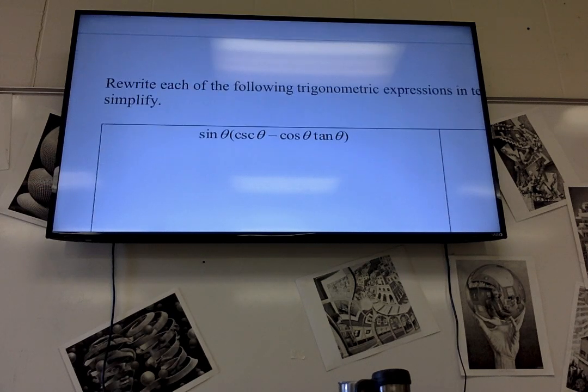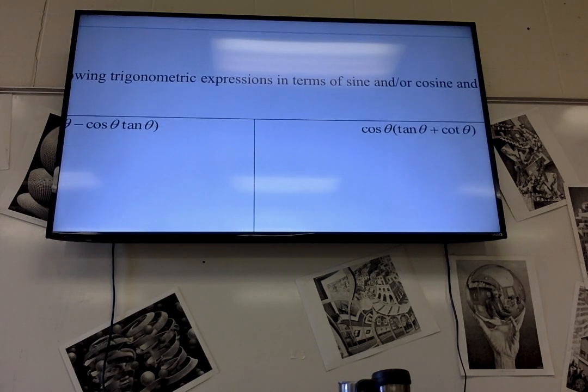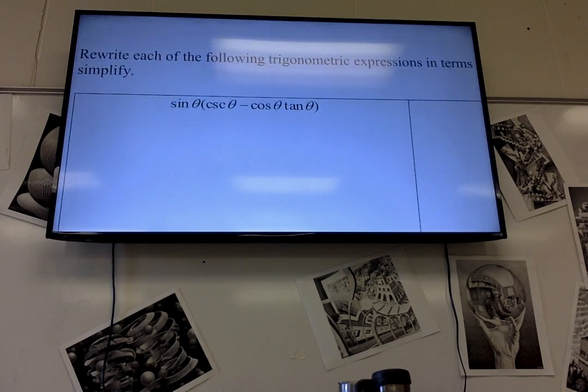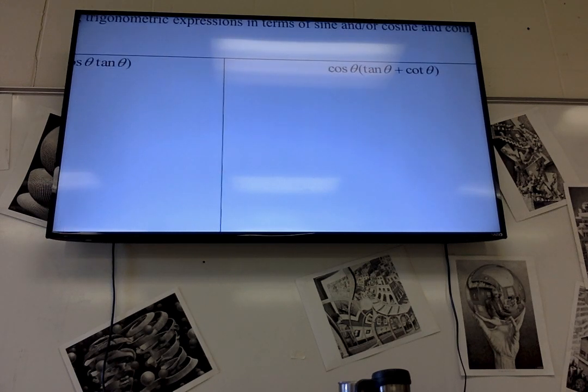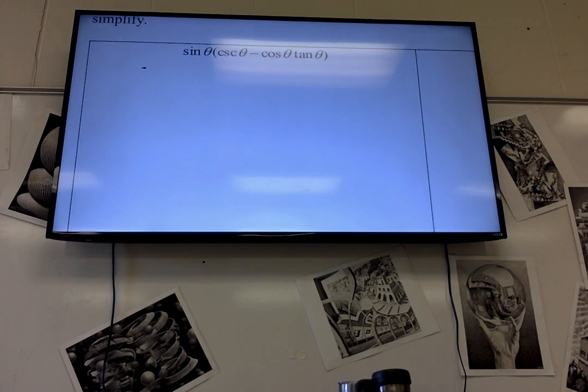Okay, good. Alright, on the next page it says rewrite in terms of sine and cosine and then completely simplify. Okay, so let's rewrite. This is already sine. How do I rewrite cosecant? 1 over sine, yes. Cosine's fine. How would I rewrite tangent? Sine over cosine. Very good.